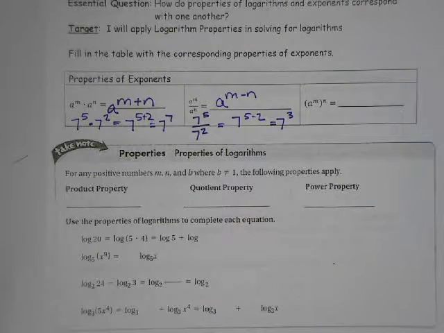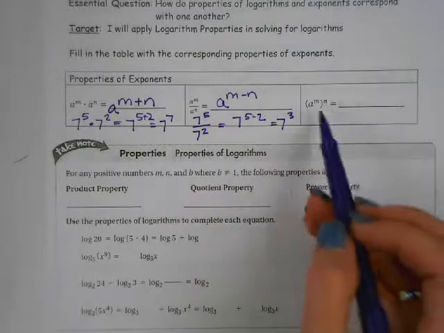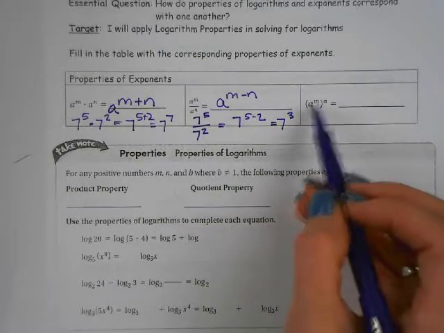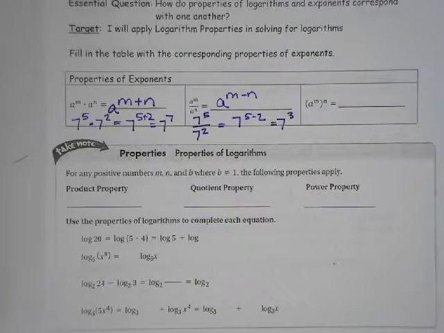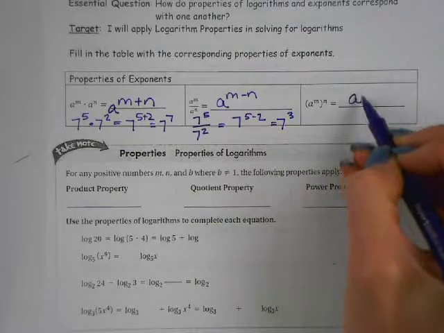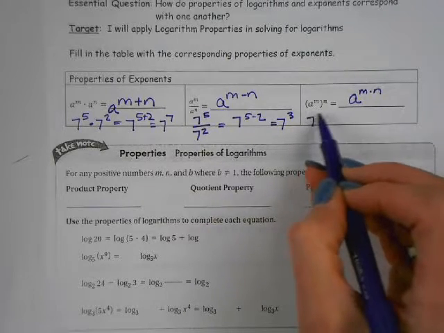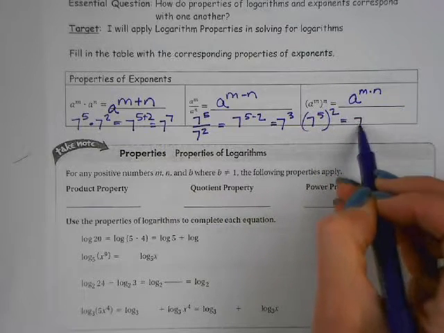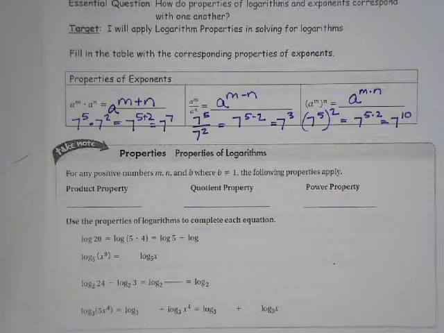And then the last property that we're going to use is the one where it's being raised. We call this the power property. So if I have a to the m and I'm raising it to the n, what's the rule of exponents when the exponents are being raised to each other? Multiply. So I could rewrite this as a to the m times n. An example would be if I had 7 to the 5th and that's being squared, I could rewrite this as 7 to the 5 times 2, which would be 7 to the 10th power.